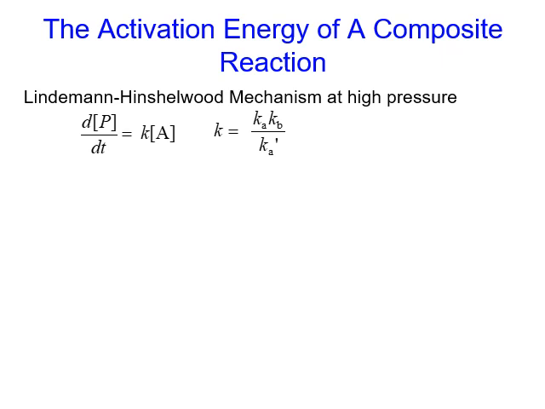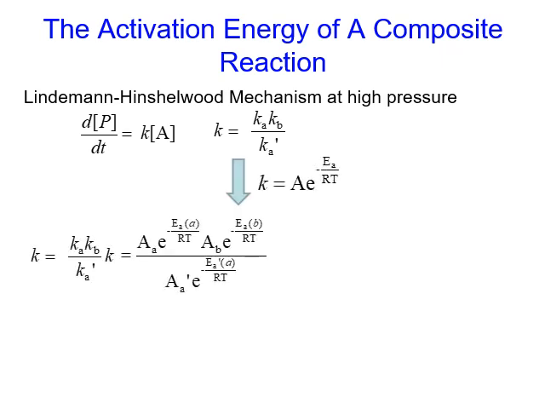At high pressure, the Lindemann-Hinshelwood mechanism leads to a first-order reaction, and the rate constant is a combination of Ka, Kb, and Ka prime. By applying the Arrhenius equation, we can find the total reaction activation energy. This is the Arrhenius equation for the first step, this is for the second step, and this is for the reverse reaction Ka prime.